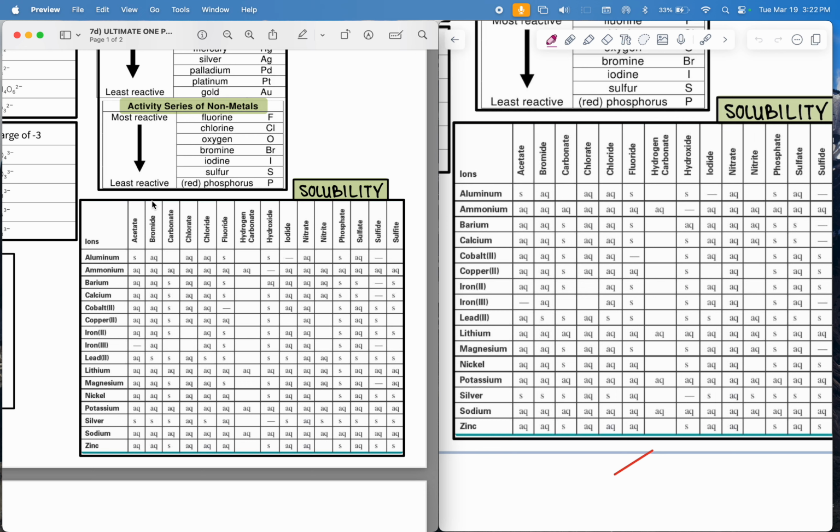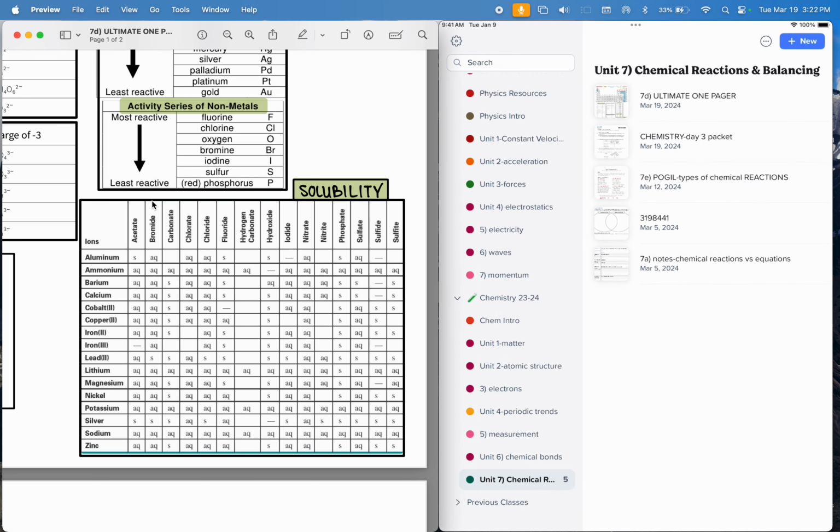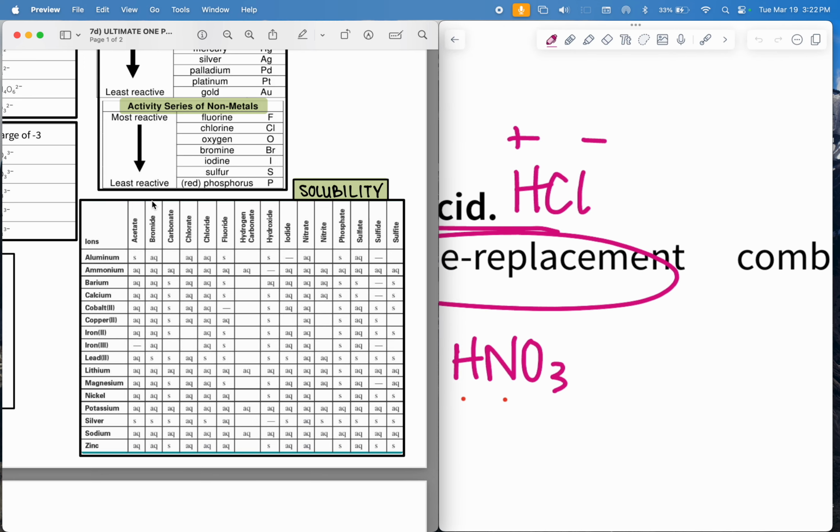Oh, duh, nitrate. This is one that bonds with everything. It doesn't matter what it's bonded with, every single thing it connects with is going to be aqueous. So go back to this one. This will be AQ.